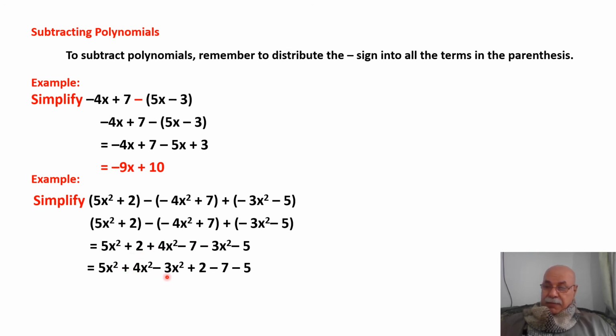All these are variables, and this is a constant. This 2, 7, 5 is constant. Now I do the addition process: 5x squared plus 4 is 9, minus 3 is 6, plus 2 minus 7 is minus 5, minus 5 is minus 10. This is the last result. You see? You only need to work step by step, carefully, and look after the signs.